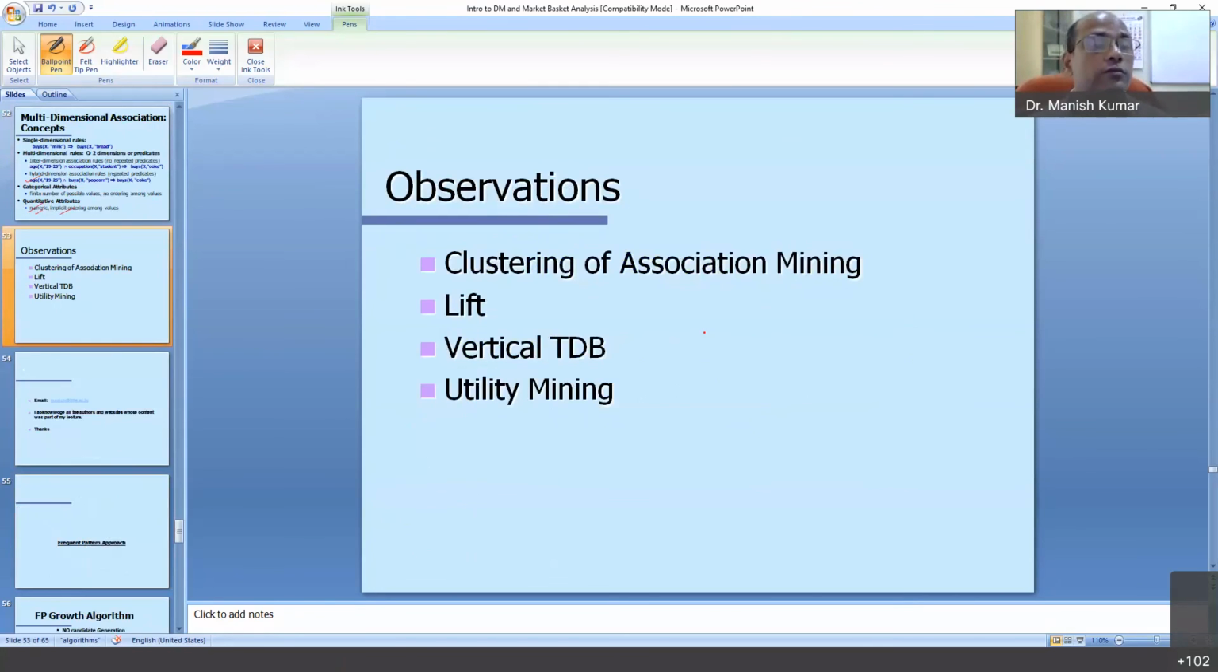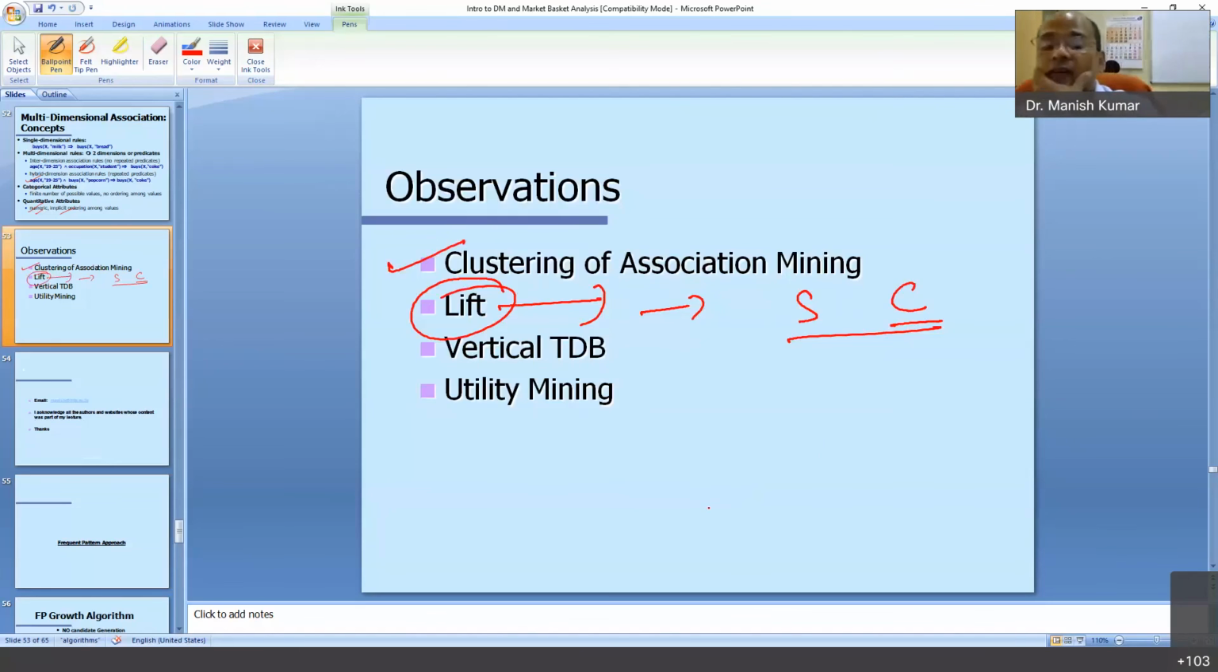This is the last slide from my talk. These are some observations which could come out of the market basket analysis. You can perform some sort of clustering of association rules as well. In some cases, support and confidence might not be sufficient for association rule generation. Then I can make use of lift, which talks about some correlation between the items. So it gives a boost to the support and confidence metrics.